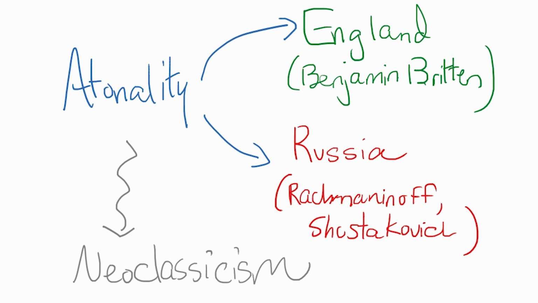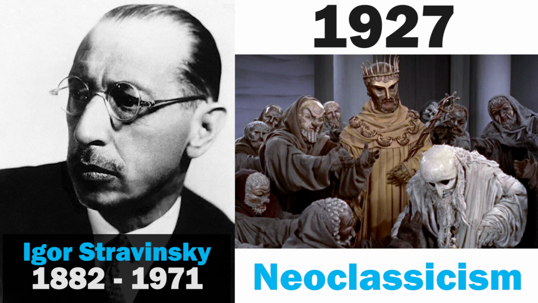The influence of atonality spread far and wide to England with Benjamin Britten and to Russia with Rachmaninoff and Shostakovich. But since atonality was really weird, it inspired a musical backlash and a revival of a more classical sounding writing style, which is where neoclassicism entered the picture. Stravinsky's opera Oedipus Rex from 1927 is a good example of this classical revival style. Throwing back to ancient Greek stories and sung in Latin, but narrated in the performer's language, it's a blend of new, well, at the time, and old.